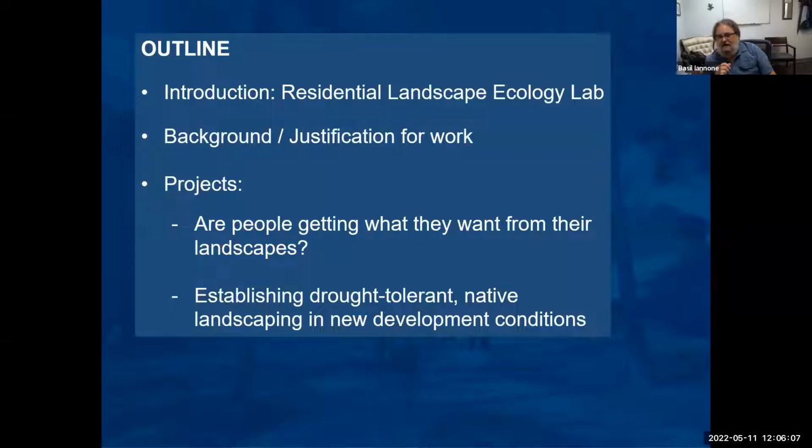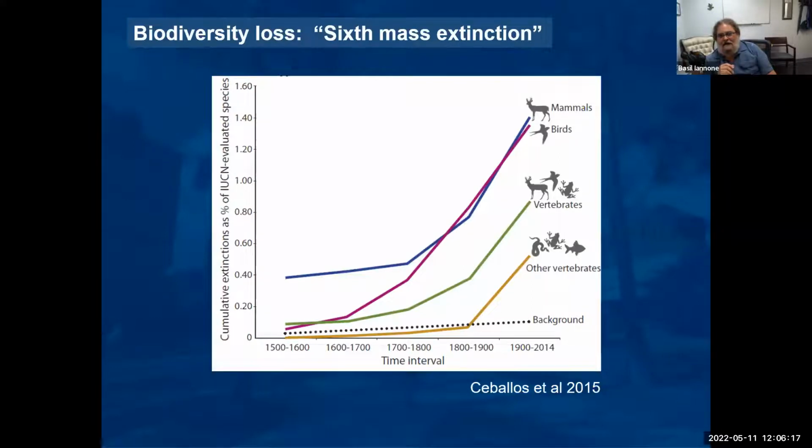And another one that's looking at establishing drought-tolerant native landscaping in new development conditions and soils of new developments. And I hate to start off with this slide, but I do because it's important. And what the slide shows here is extinction rates for vertebrate species, organisms with backbones, over time.